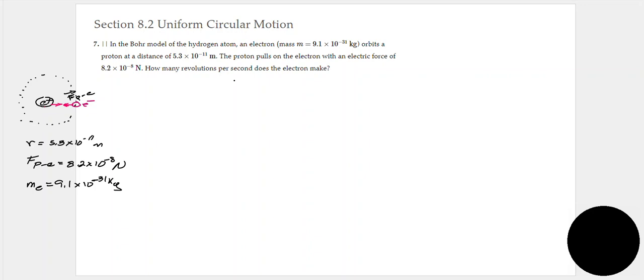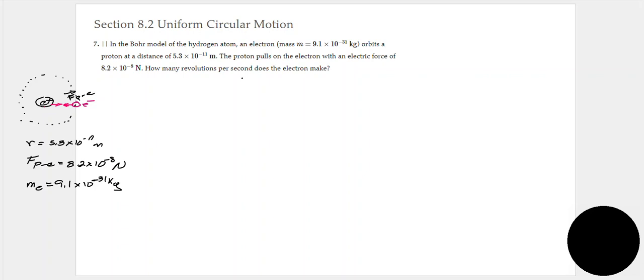They say in the Bohr model of the hydrogen atom, an electron with mass of 9.1 times 10 to the negative 31 kilograms orbits a proton at a distance of 5.3 times 10 to the negative 11 meters. The proton pulls on the electron with an electric force of 8.2 times 10 to the negative 8 newtons. So, how many revolutions per second does the electron make?